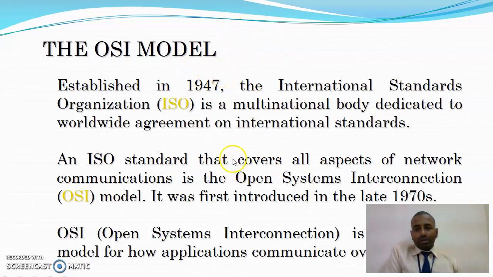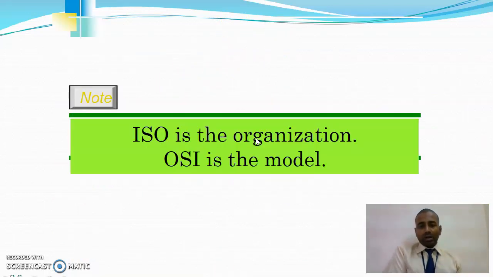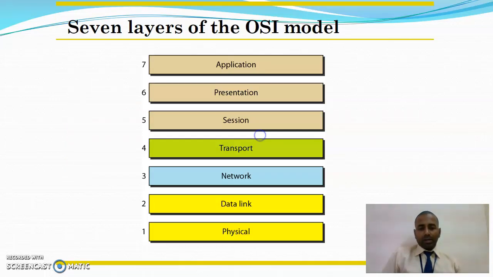So here ISO is the organization and OSI is the model. Okay, here we have 7 layers.